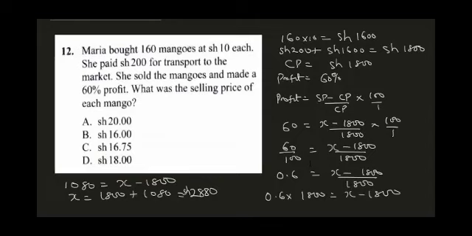Now, for you to know the profit she made on the 160 mangoes, we're going to do 2,880 divided by 160, and that's going to give us 18 shillings. So from here, you can determine that each mango made a profit of what?